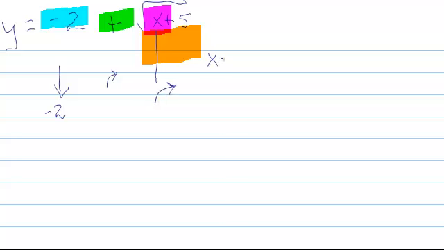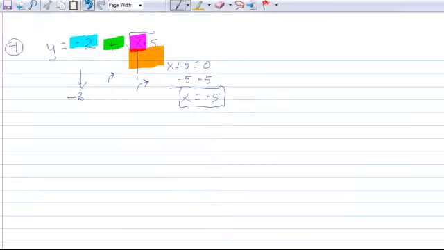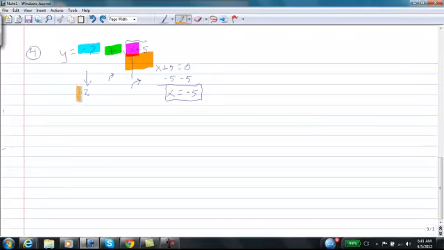And then x plus 5 equals 0. Subtract 5 from both sides. X equals -5. Now, easy mistake is to forget it's a coordinate point. So, our starting value is -5, down 2. So over 5, down -2.